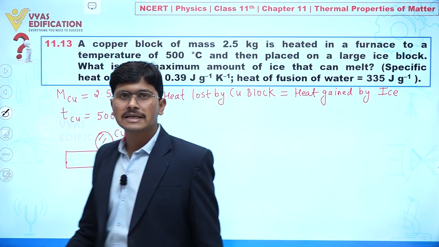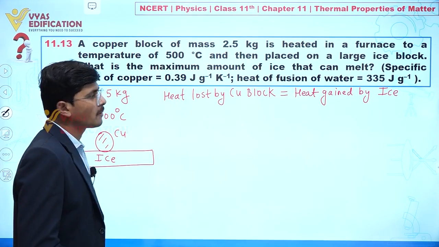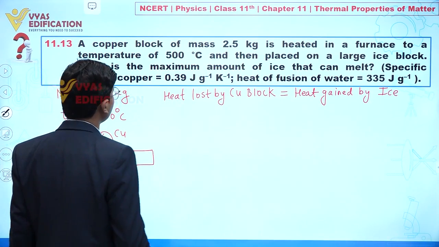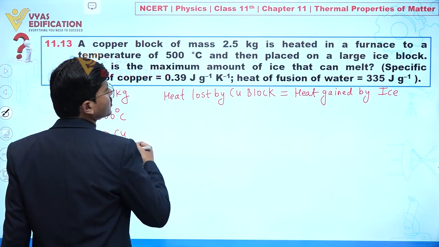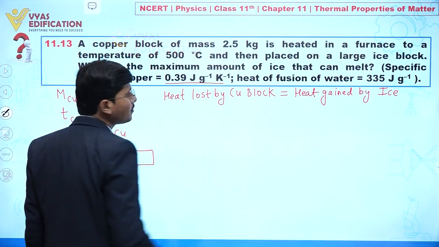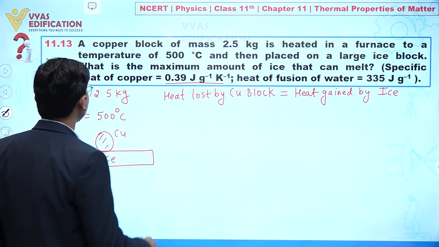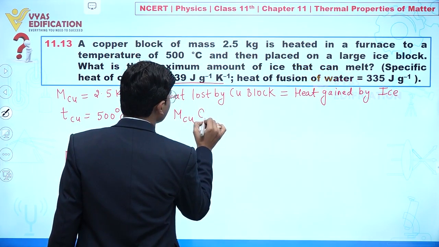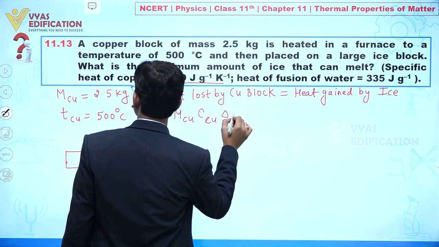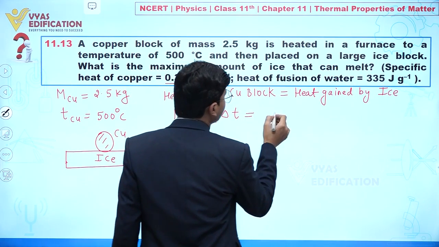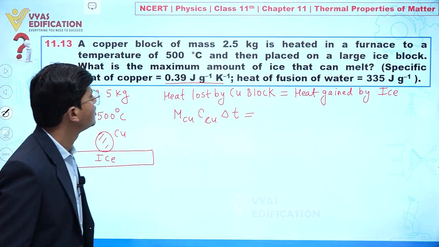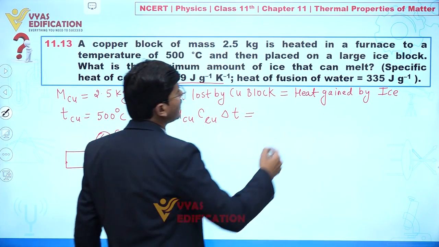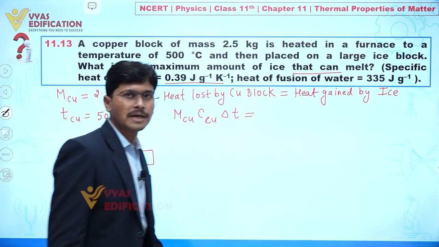So from here you can say heat lost by the copper block. What is the heat lost by this copper block? Now it is given in this question: specific heat of copper in joule per gram per Kelvin. It means you will write here first mcΔT, m c ΔT for copper. Clear? And this should be equal to the heat gained by ice, because our objective is to find the amount of ice melted. Clear?